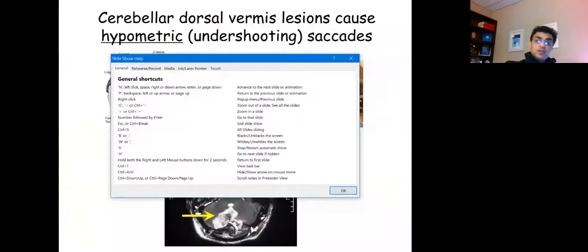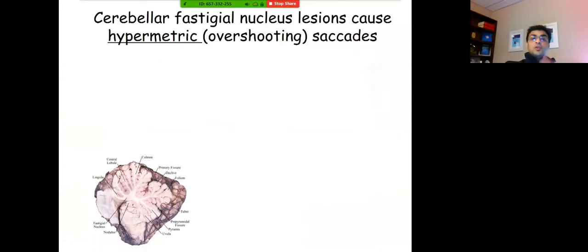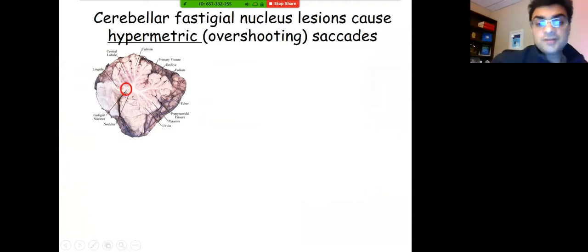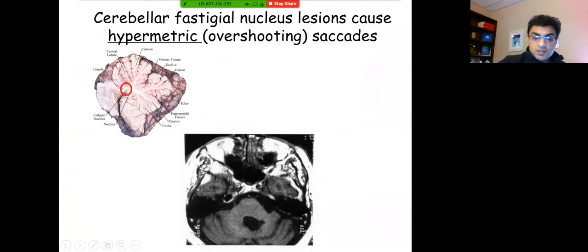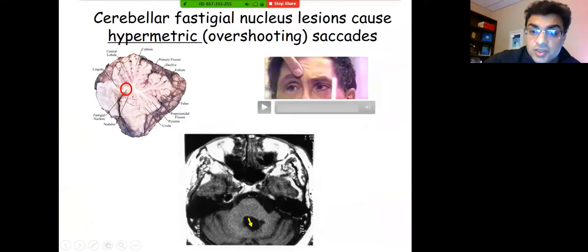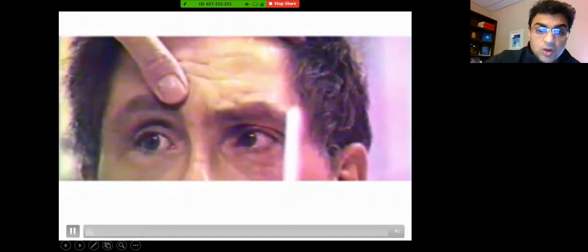And then if you have a cerebellofugal, fastigial nucleus lesion, which is the area where the vermis is projecting to, you will see the opposite. You will see overshooting of saccades. So over here, this person had a cancer here, and he had a removal of the deep nucleus. And in that case, what you see here is that he will have overshooting, hypermetria.